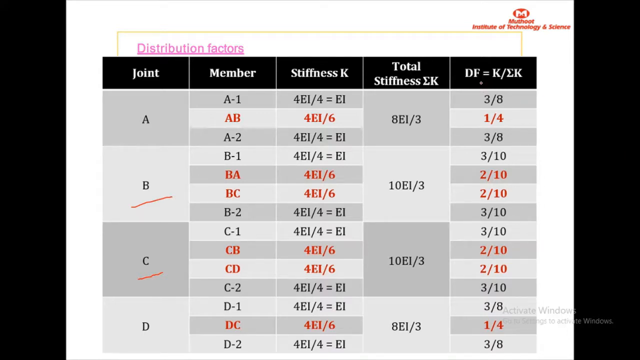Then we'll find the distribution factor. The equation for distribution factor is K by sigma K. K is the stiffness coefficient of the member and sigma K is the sum of stiffness coefficients at that joint. So if we consider AI, we will have 4EI by 4, which is EI, divided by 8EI by 3, which is equal to 3 by 8. And for AB, it is 4EI by 6 divided by 8EI by 3, which is 1 by 4. And similarly, we'll have to calculate the distribution factor for all the other members.